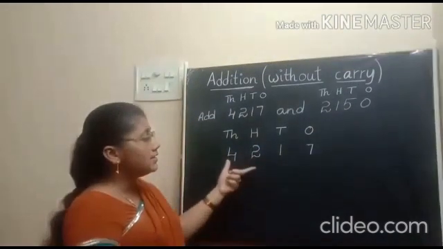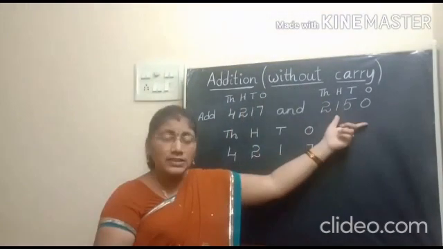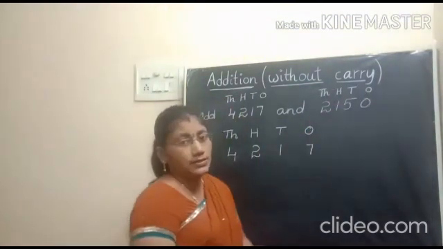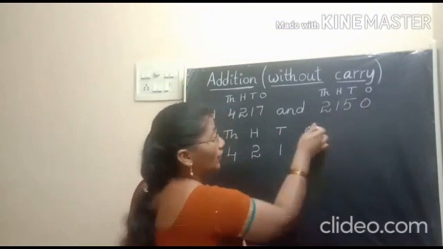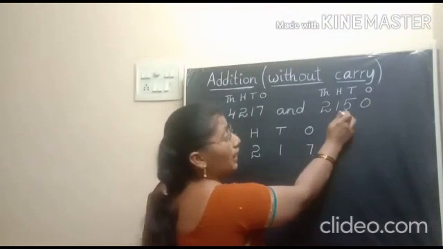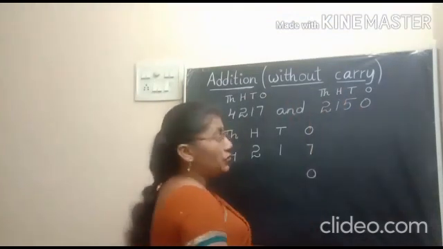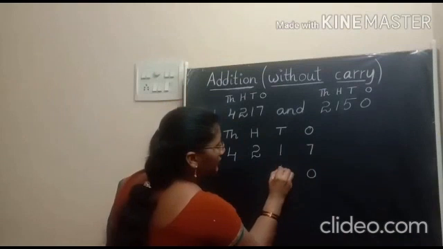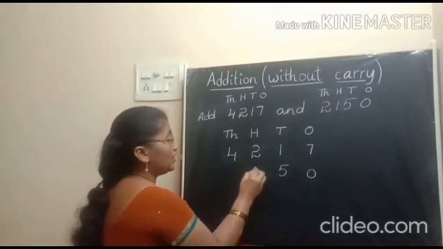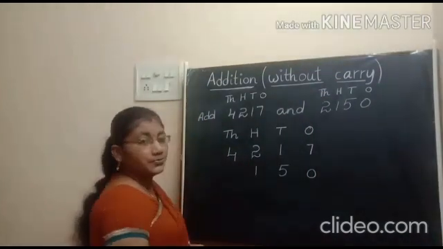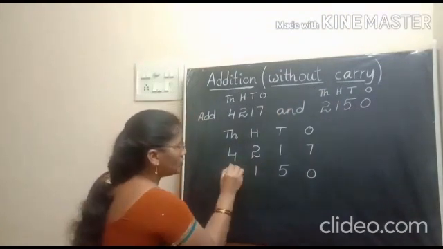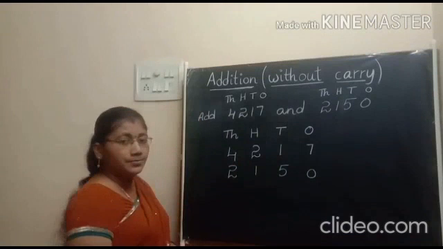After writing these digits, we take the digits from the second number. Here 0 is in the ones place, so we take 0 in the ones column. Understood, children? Next 5 is in the tens place, so we write 5 in the tens column. Next 1 is in the hundreds place, so we take 1 in the hundreds column. Finally 2 is in the thousands place, so we take 2 in the thousands column.